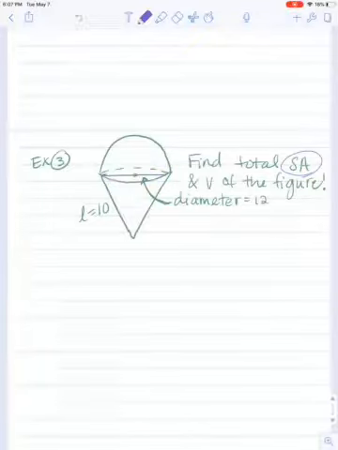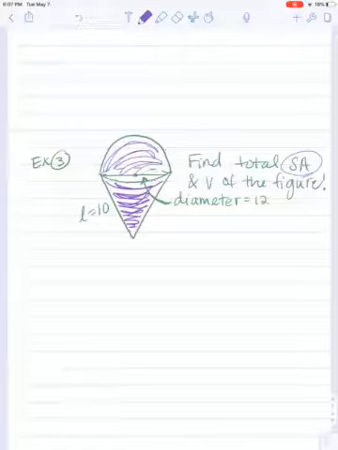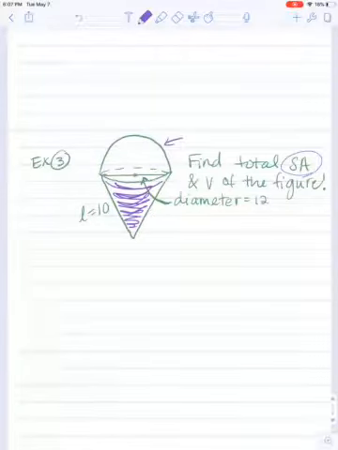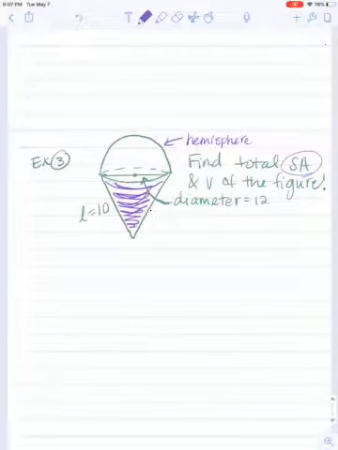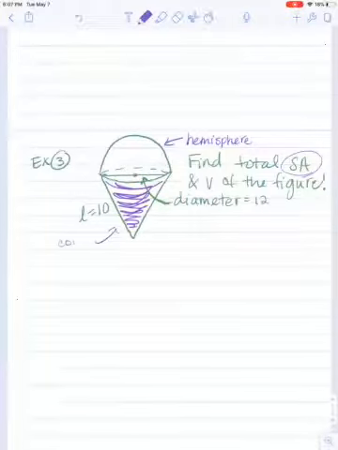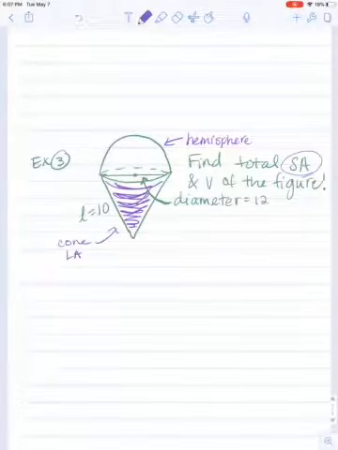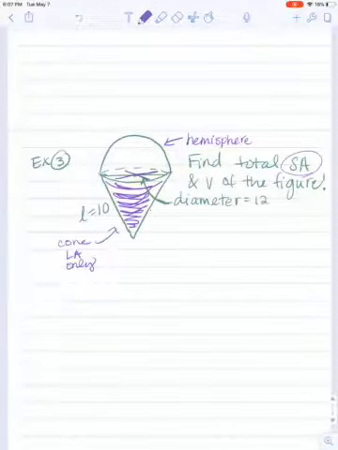What does that mean? That means that I'm calculating the lateral area of this cone here and not the base, okay? And then for the top part, I have what's called a hemisphere. A hemisphere is half of a sphere, okay? So you do the formula like normal for a sphere and divide it by 2. That's the hemisphere formula for surface area and volume, okay? And then for this cone, we're going to need to do lateral area only, right? Because surface area includes the base, and we don't want to include the base, okay?